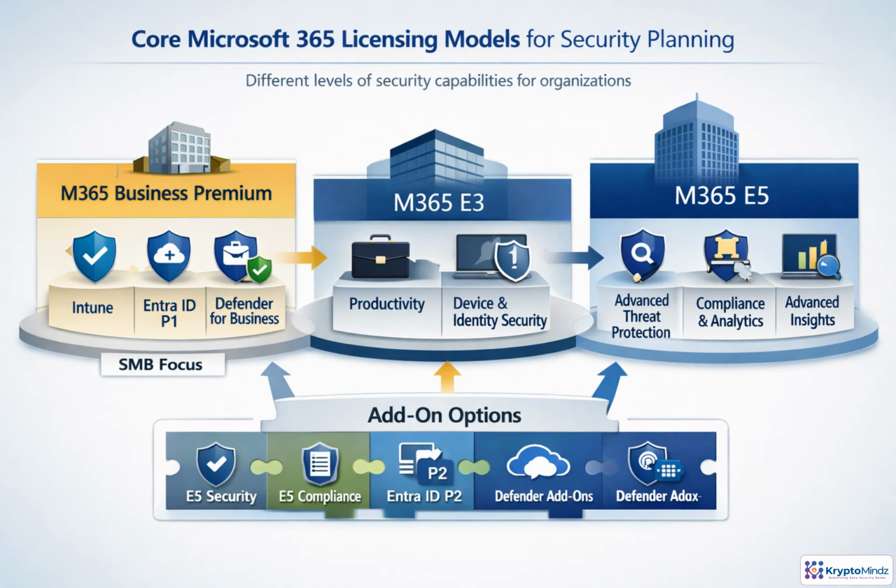Microsoft 365 licensing is best viewed as a security capability ladder. Business Premium is often a strong fit for small and mid-sized environments because it includes Intune, Entra ID P1, Defender for Business, and basic email protection with user limit considerations. E3 gives enterprises a solid productivity and management foundation, but many advanced detection, response, and compliance tools are not included. E5 brings together Microsoft's higher-end identity, threat protection, analytics, investigation, and compliance capabilities. Add-ons can extend a base license selectively, but always confirm current details against Microsoft service descriptions.